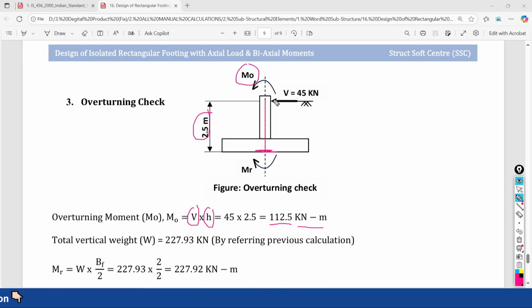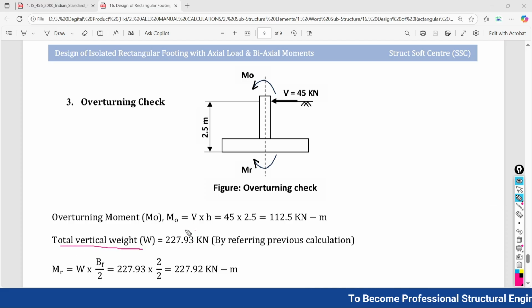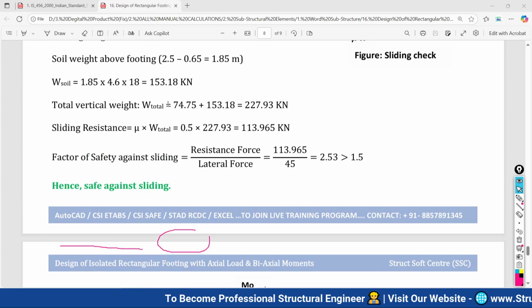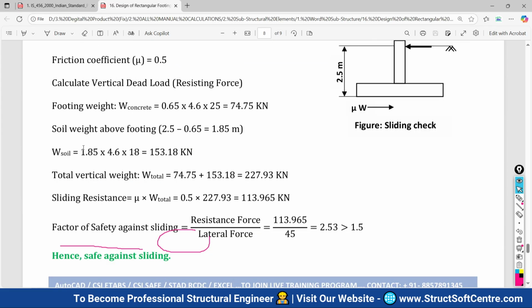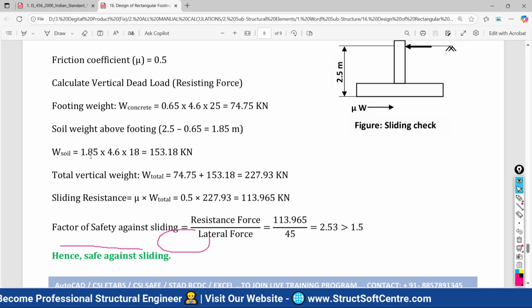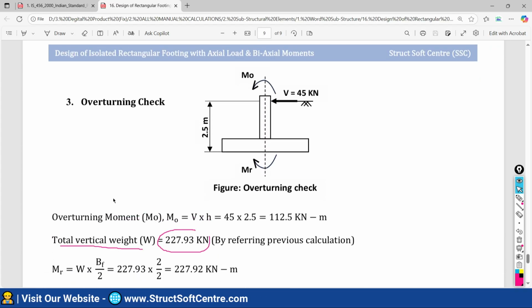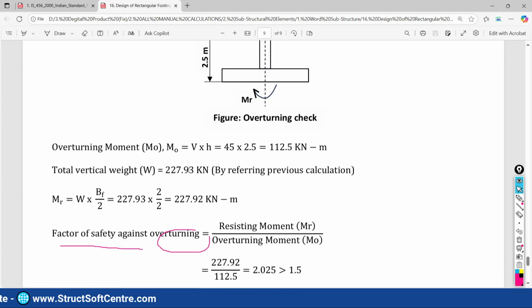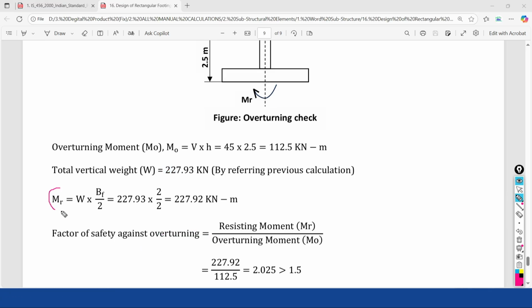So this is causing instability. Now what property is maintaining the stability? Again the vertical weight. The total vertical weight we already calculated, 227.93 in our previous case. How is this value calculated? The weight of the footing plus the weight of the soil above the footing, combined, give this value. So now we have the total vertical weight, 227.93 kilonewton. Now how can you calculate the resisting moment?